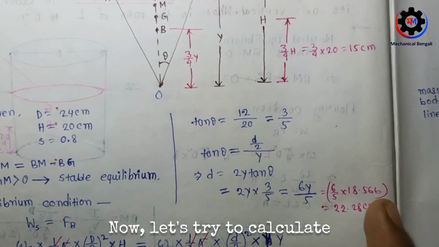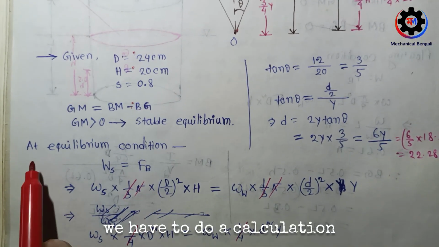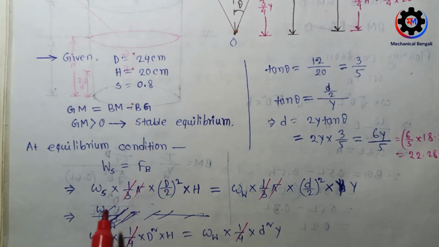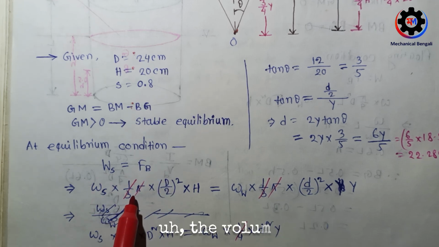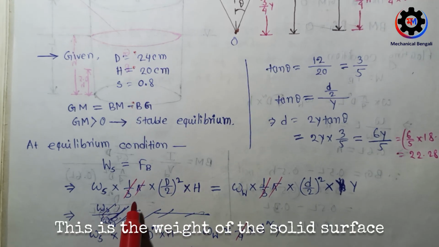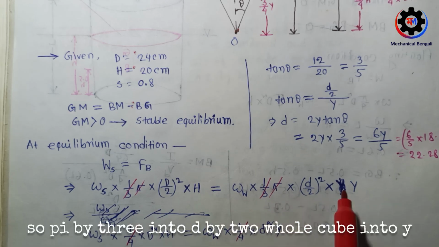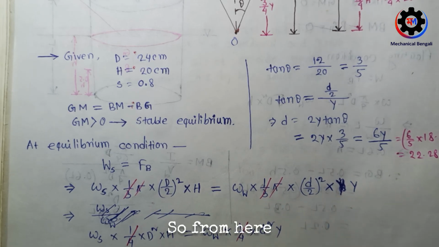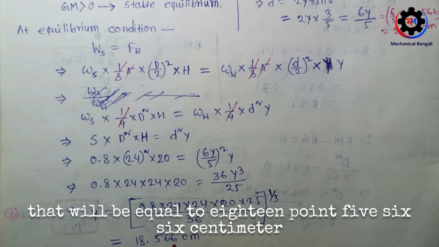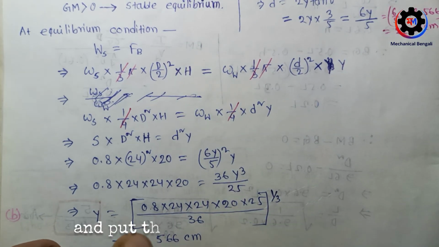Now let's calculate the value of y. At equilibrium condition, the weight of the solid is equal to the buoyancy force. So the weight of the solid is omega of solid into the volume, that is 1 by 3 into pi into d by 2 whole square into h. This is the weight of the solid, and the buoyancy force is omega of water into pi by 3 into d by 2 whole square into y. From here you can get the value of y, that is equal to 18.566 centimeter.